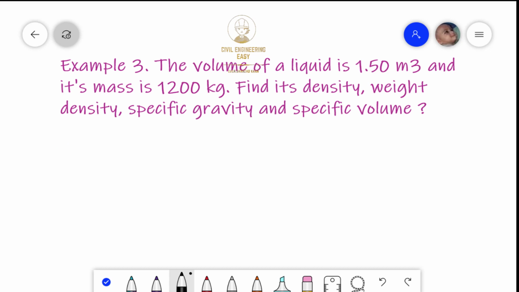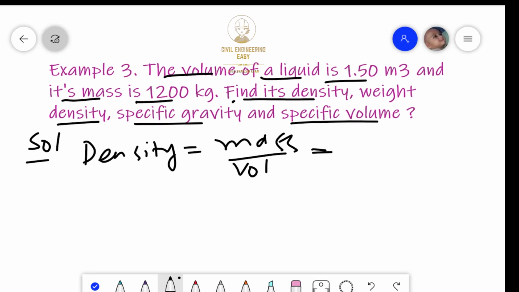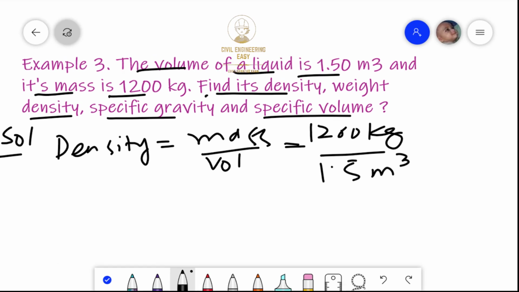In example 3, it is given that the volume of a liquid is 1.50 cubic meter and its mass is 1200 kg. We are required to find out its density, weight density, specific gravity, and specific volume. First, we need to find out its density. We have the relation that density is equal to mass divided by volume. The mass of the liquid is 1200 kg and the volume of the liquid is 1.5 cubic meter. We will get 800 kg per cubic meter as the density of the liquid.